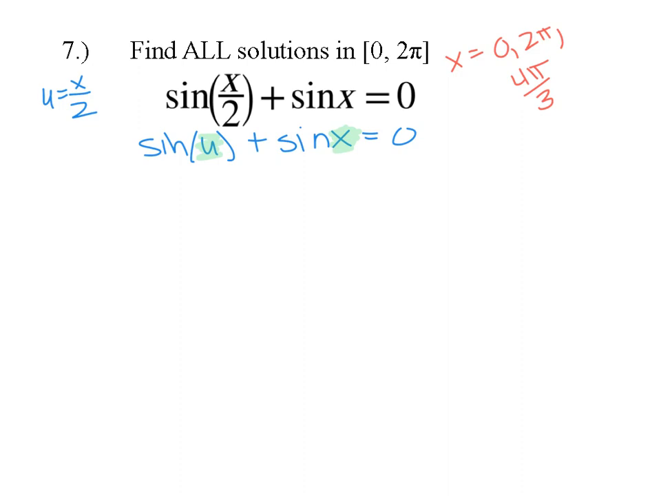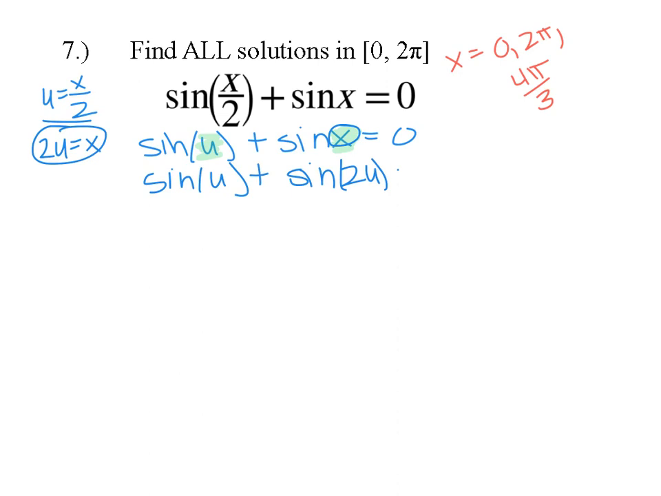So in order to do that, we are going to take this and solve for x. So we'll multiply both sides by 2. So 2u equals x. And we're going to take this 2u and sub it in for that x. So we get sine of u plus sine of 2u equals 0. Some of you may see this now and some of you may not, but now we can use a double angle identity for sine. And if we do that, you get sine of u plus 2 sine u cosine u equals 0.